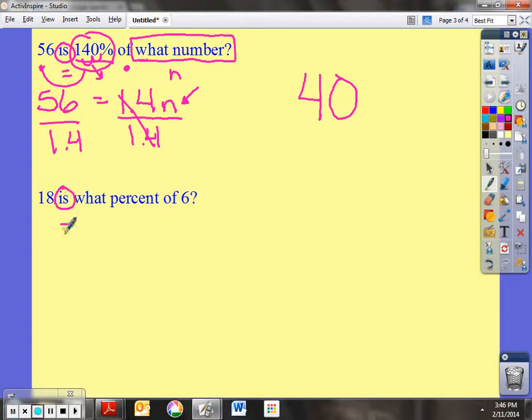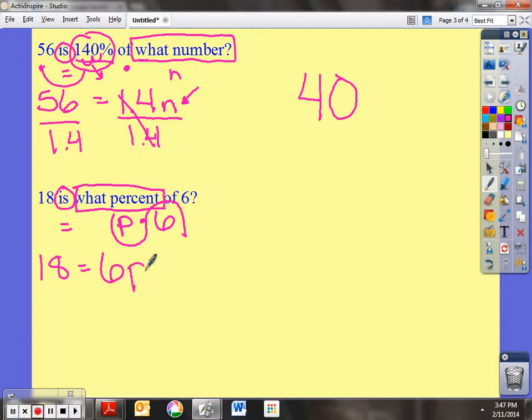"Is" means equals. So I can set this, 18 equals what percent? I don't know the percent. That's what I'm trying to find, so I'll call that P. "Of" means times, and we're going to do times 6. Now, I like to set this up so the coefficient comes first, the number I'm multiplying by the unknown, the variable. So I'm going to flip-flop these. I'm going to reverse the order. So 6 times P.